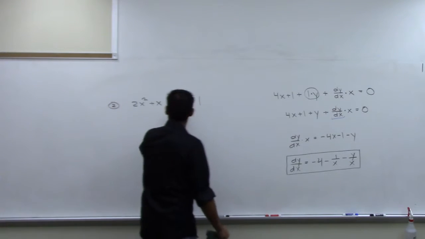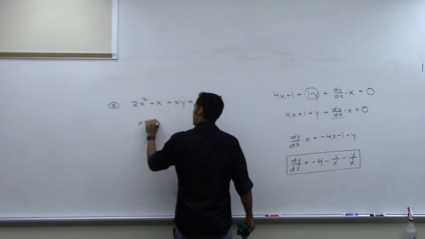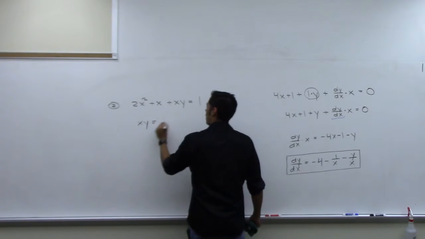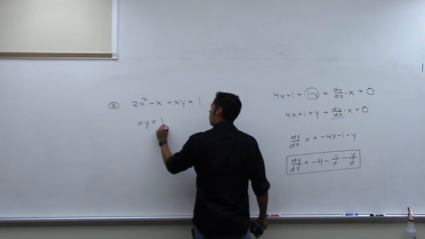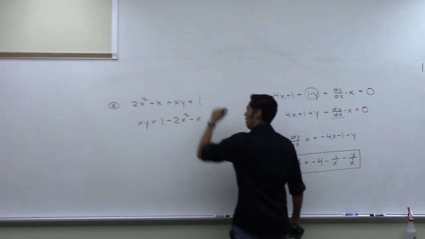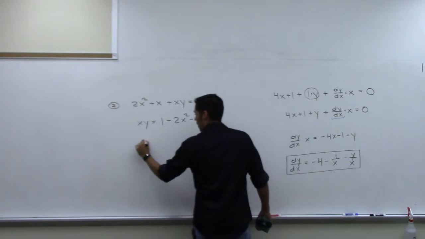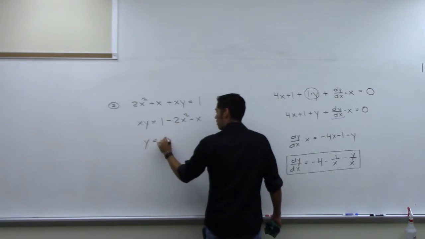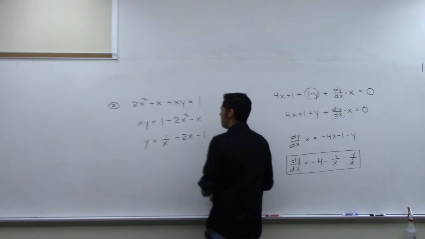So I'm going to start over here. I'm going to move everything except this xy to the other side. So it'll become, how about we leave the one there, 1 minus 2x squared minus x. So this and this one over to the right. I'm going to divide through by x. So when I do that, I get 1 over x minus 2x minus 1.